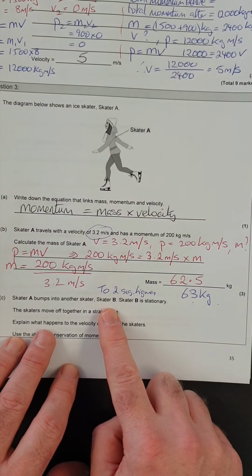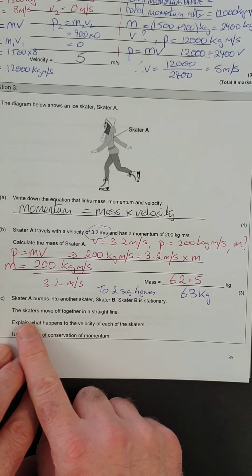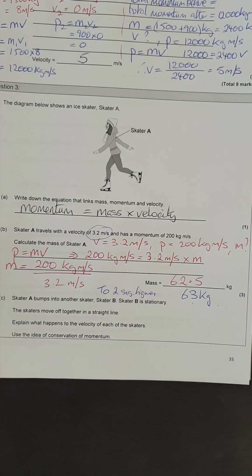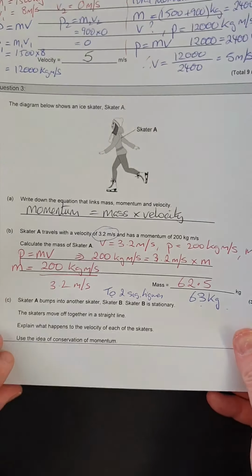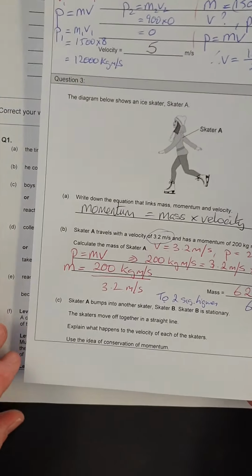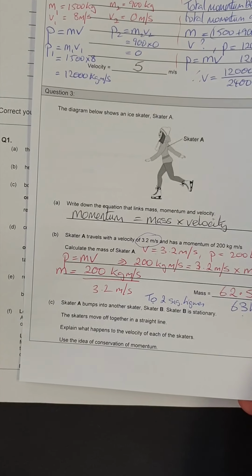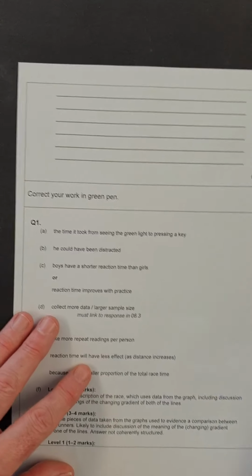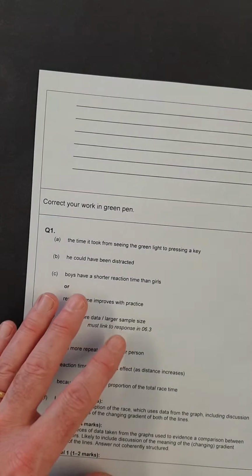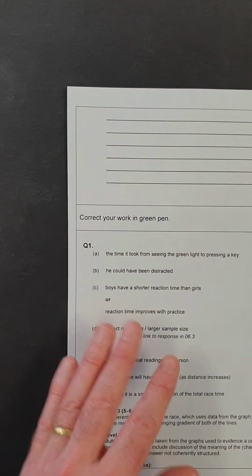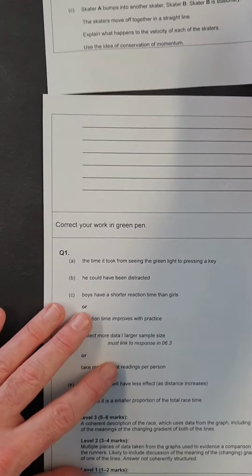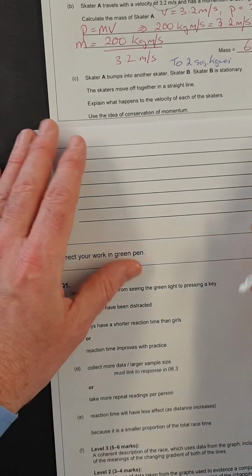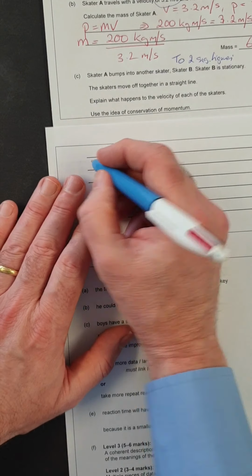Skater A then bumps into another skater, skater B, who is stationary. They move off together in a straight line. Explain what happens to the velocity of each skater using the idea of the conservation of momentum. So I've got 3 marks, so I need to make 3 relevant points. I would always start this question by describing what is meant by conservation of momentum.